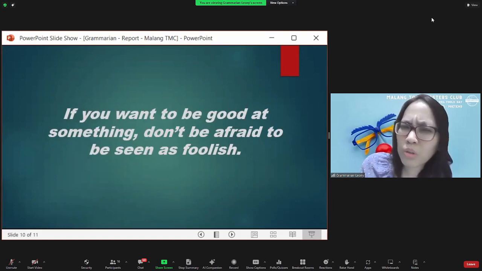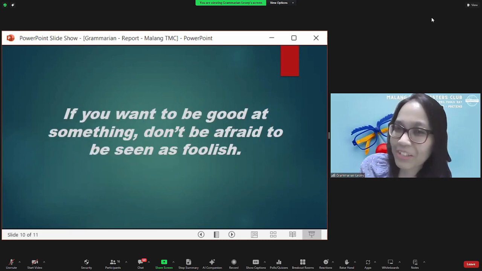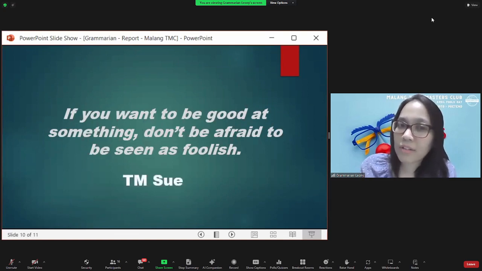The third one, if you want to be good at something, don't be afraid to be seen as foolish. Toastmaster Shu, it is good. Oh, that is correct, Toastmaster Hannah. Everyone got a point. Toastmaster Apri, Toastmaster Hannah, Toastmaster Gayatri, you are excellent.